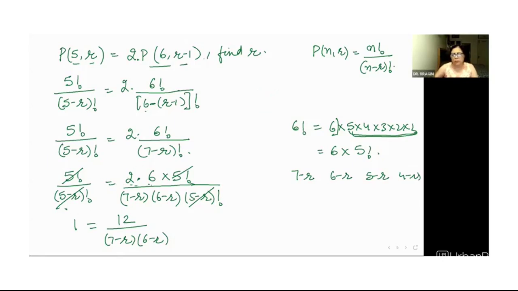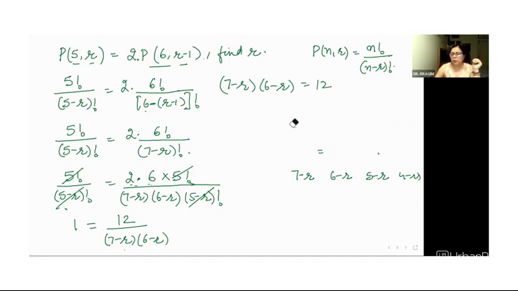Now solving this way, you can take these two brackets: (7 minus r) into (6 minus r) is equal to 12. Now here also, I am telling you a shortcut. Don't multiply these two brackets to make it a quadratic equation. That will take time. In factorials, we always know that we have the product of two consecutive numbers, 7 minus r and 6 minus r. They are two consecutive numbers. And it becomes easier if we break the right hand side into a product of two consecutive numbers.